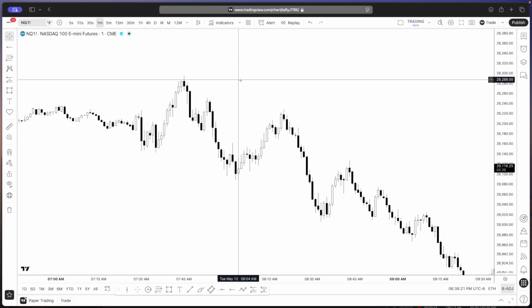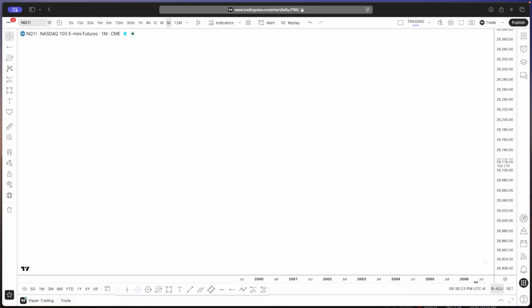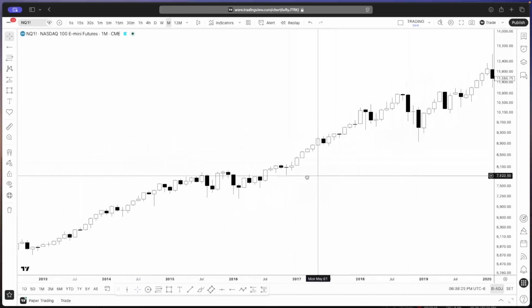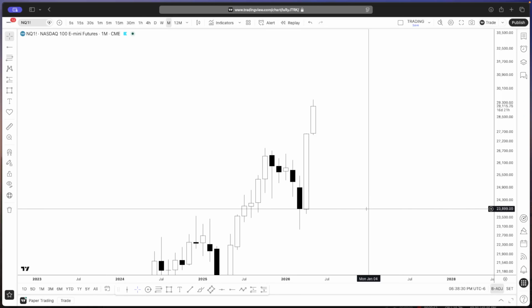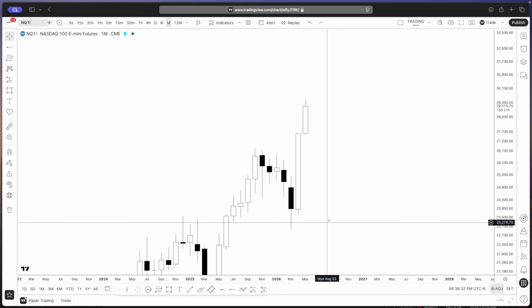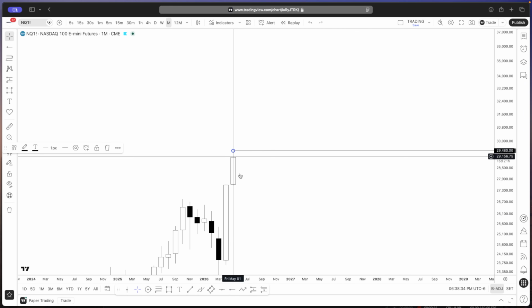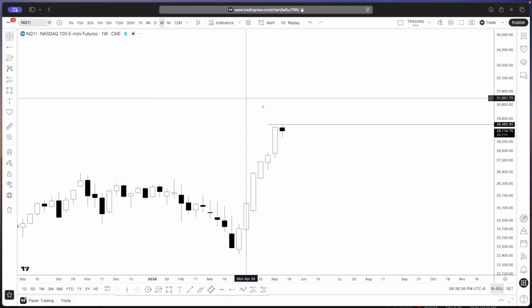The first thing that we got to do is mark our levels. So we go into the monthly right now. NASDAQ, I don't know why we're all the way back here. It's still more or less at all-time highs. However, today we actually did have a couple of levels to use, notably the all-time high level.